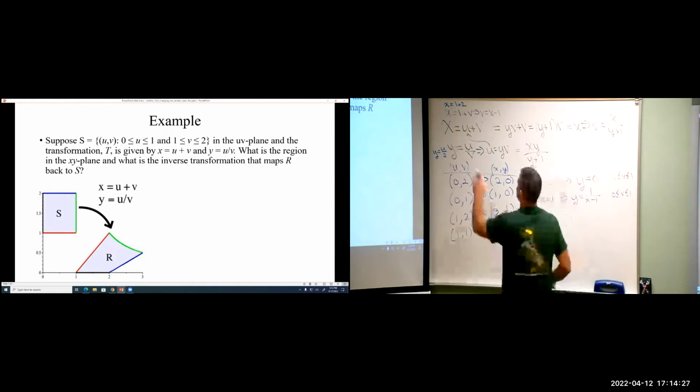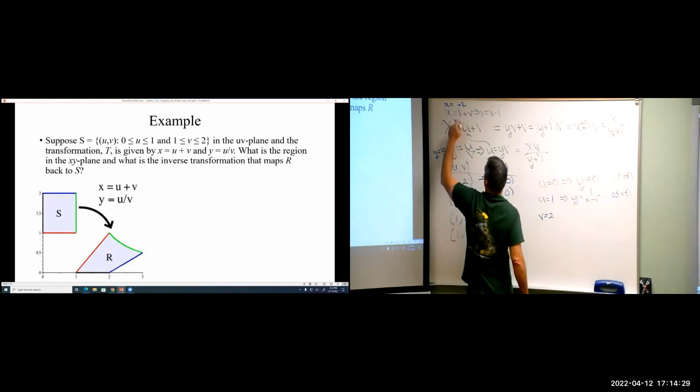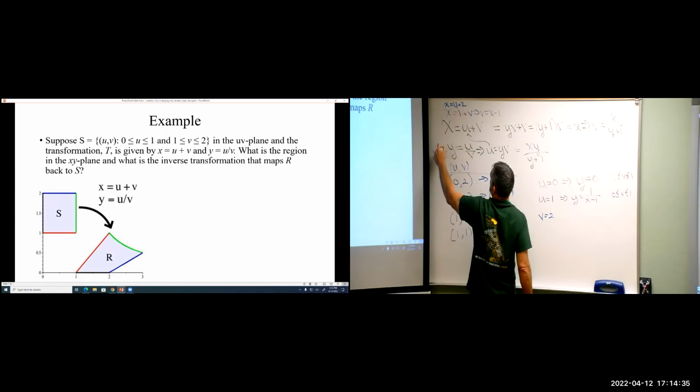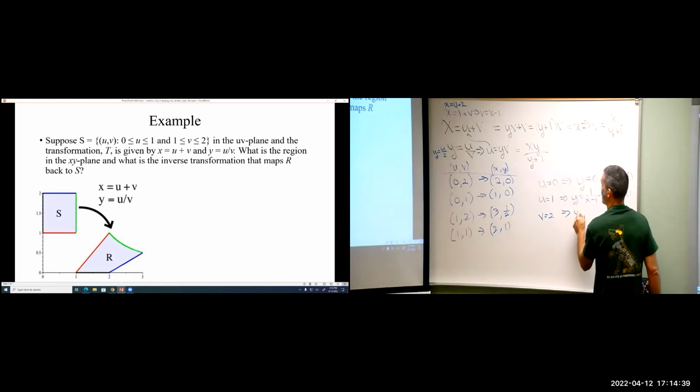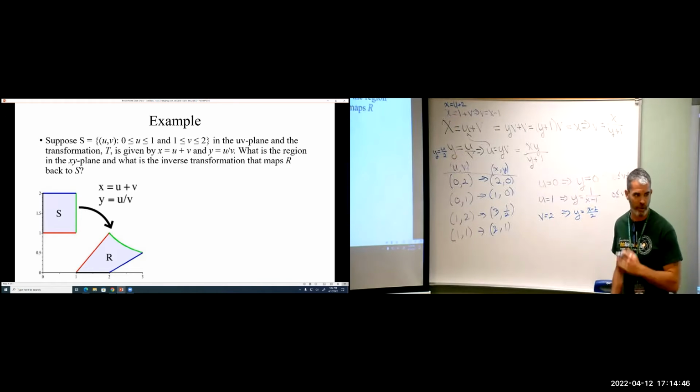Oh, sorry, not 1 plus 2. I'm looking at the wrong one. U plus 2. That's better. And once again, this is something we would solve for U and plug into here. So that's going to be Y equals X minus 2 over 2. So something linear with a slope of a half and a y-intercept of -1.